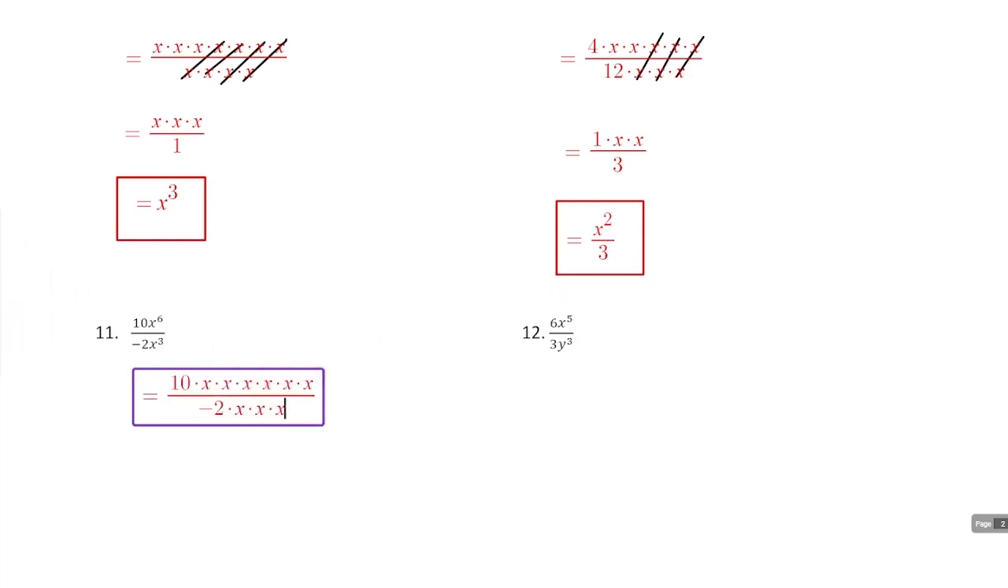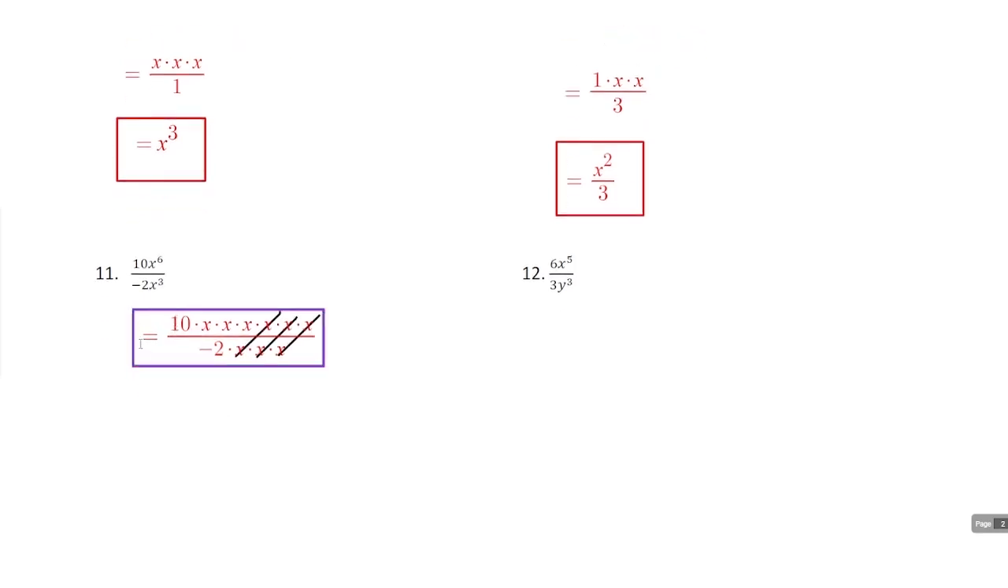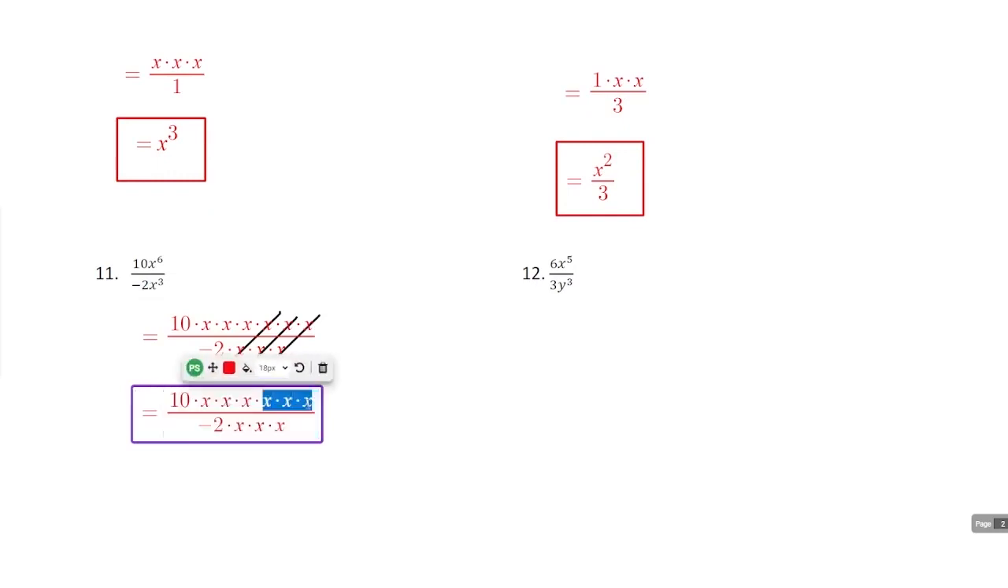Okay, so let's go ahead and cancel out what we can. 1, 2, 3. Gonna reduce to 1. That's gonna leave me with this expression without all those crossed out. Okay, 10 over -2 reduces to -5. Okay, so -5 over 1. Doesn't really matter if the negative goes on top or on bottom.